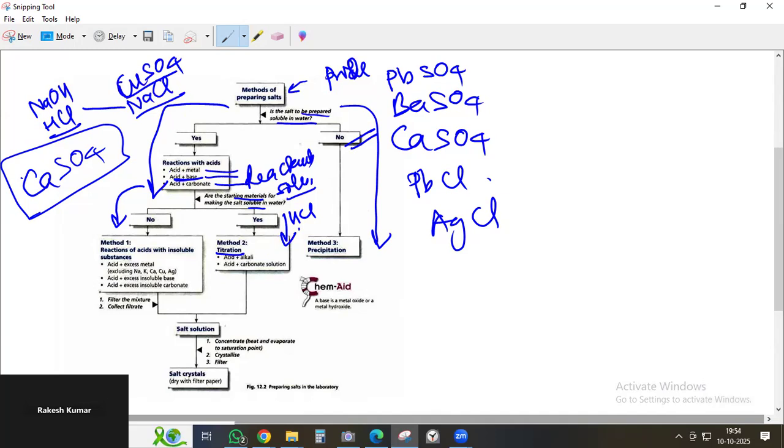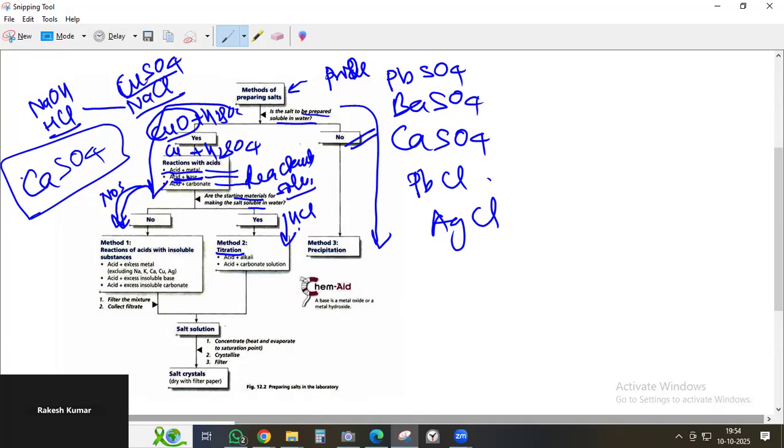Supposing I take CuSO4. It can't be acid and metal because Cu and H2SO4 don't react. So we will have to use CuO plus H2SO4. That is taking base and acid. Is CuO soluble? No, it's not soluble. So if the reactants are not soluble, then I go this journey.